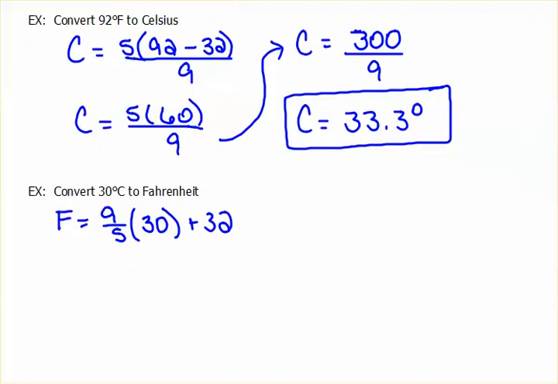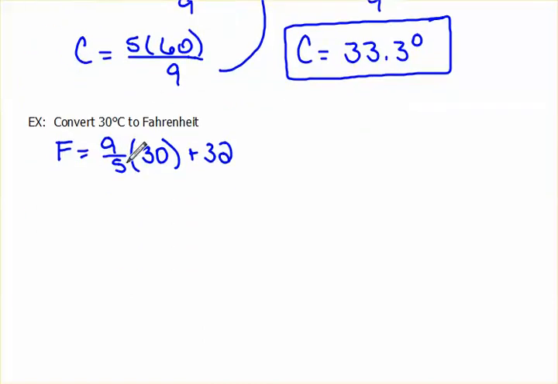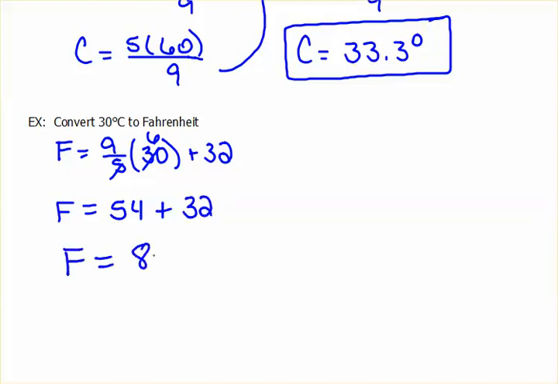So whenever I simplify this, 5 goes into 30 6 times. So my Fahrenheit temperature would equal 9 times 6, which is 54, plus 32. So my Fahrenheit temperature would equal 86 degrees. So 30 degrees Celsius is 86 degrees Fahrenheit.